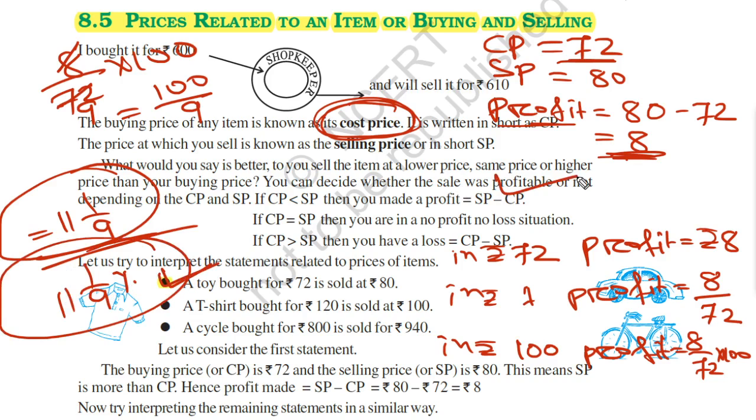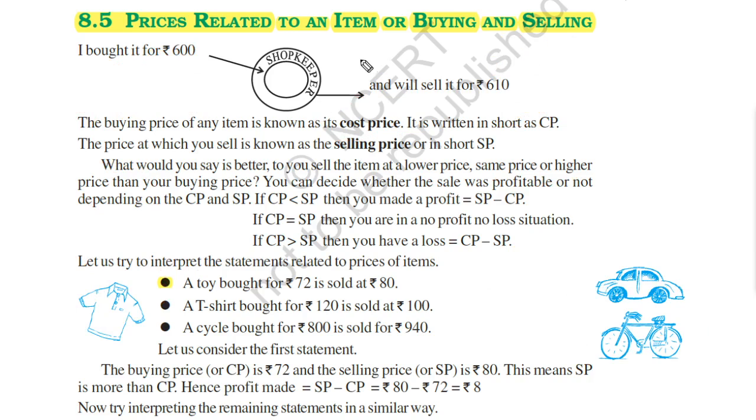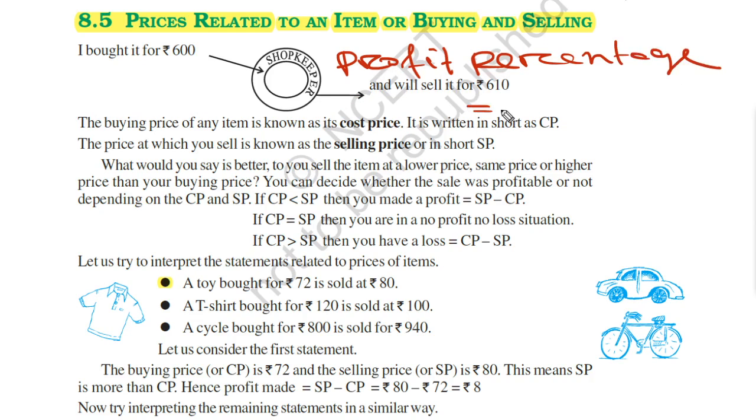So this is one of the methods. Another method is the direct method. You can directly write: profit percentage equal to profit divided by CP into 100.